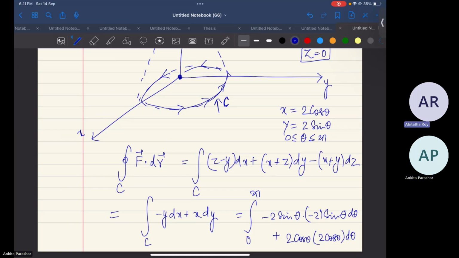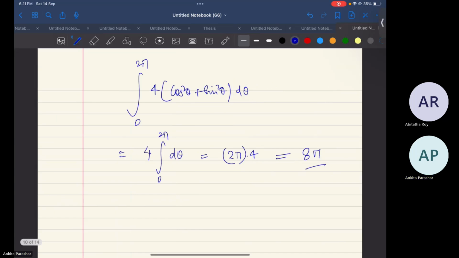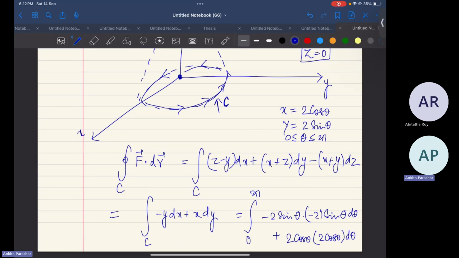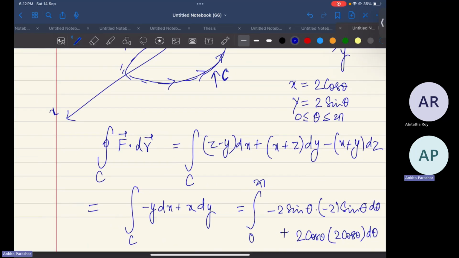Now move to the next page. Sure. Like I'm getting 4 pi. How is that? Is this okay? Like 2 times. Okay, let's just do it. Minus y is minus 2 sine theta, right? And then dx is again minus 2 times sine theta d theta. You might have missed a 2 here.